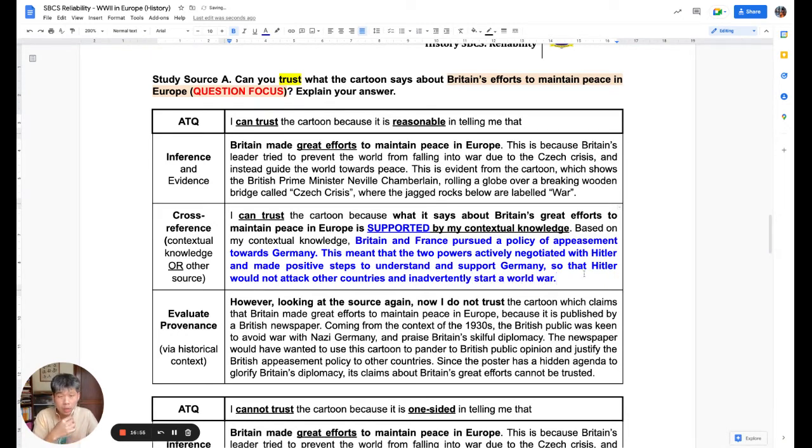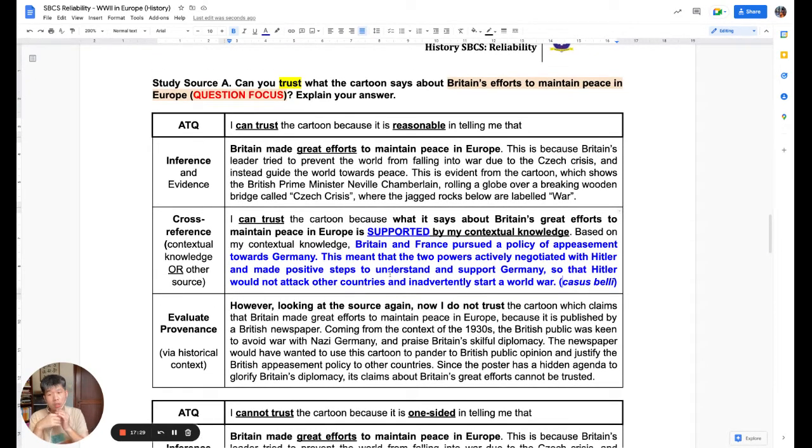So I would put out my knowledge. The policy of appeasement meant that Britain and France were making sacrifices, right? They were trying to understand and support Germany. They wanted Germany to have no reason, you could use this term casus belli. I don't know if you've seen this term. So anyway, this is just a term that says no reason to start a war.